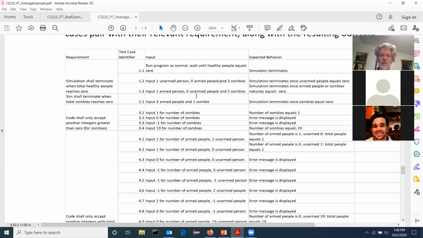And similarly here, 1 armed person, 5 zombies. And this is tough. Expected behavior, simulation terminates once armed people are zombies. They're really putting the conditions over here in the expected behavior. If the simulation should terminate once the zombies equal 0, that's your test case. Set that attribute to 0. So we can do that for all of these different test cases. But the point is your test cases should be exactly this specific. Input 1, input 0, right? Input real numbers.